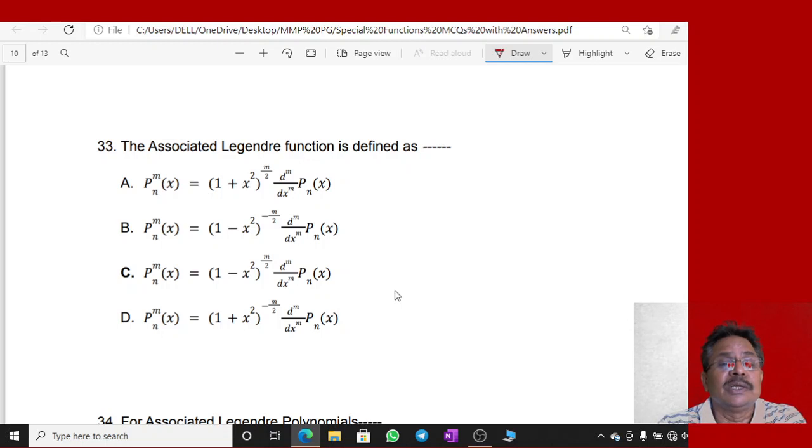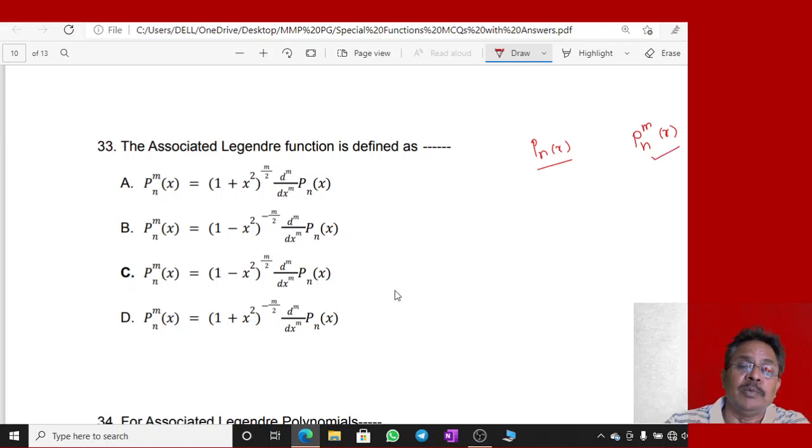The associated Legendre function is defined as, this is a simple definition. Now remember, our Legendre polynomial is defined as Pn(x). So n is called the order, x is the variable, and this is the polynomial. Whereas the associated Legendre polynomial is given in the same form, except this m appears there along with x. So now there are two symbols: n is used for one order, m is used for another order. So Pnm(x) is called the associated Legendre polynomial, and Pn(x) is called the normal Legendre polynomial.